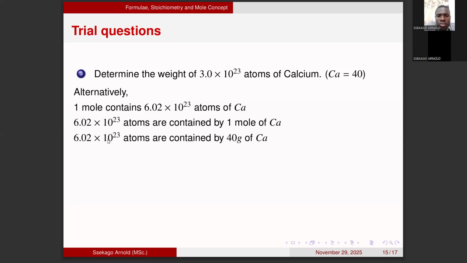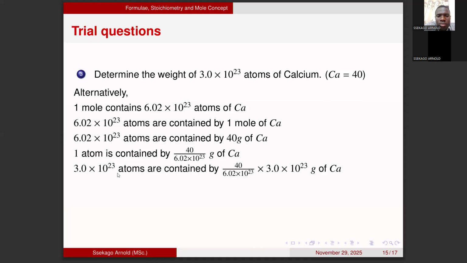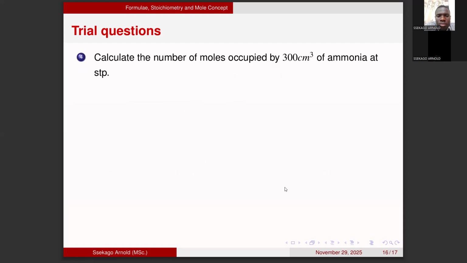Therefore, if 6.02 times 10 power 23 atoms are contained by 40 grams, then one atom will be contained by 40 over 6.02 times 10 power 23 atoms. What of the given atoms? The 3.0 times 10 power 23 atoms will be contained by this times 3.0 times 10 power 23 grams. And computing that, still we obtain 19.9 grams of calcium. That is for item 3.